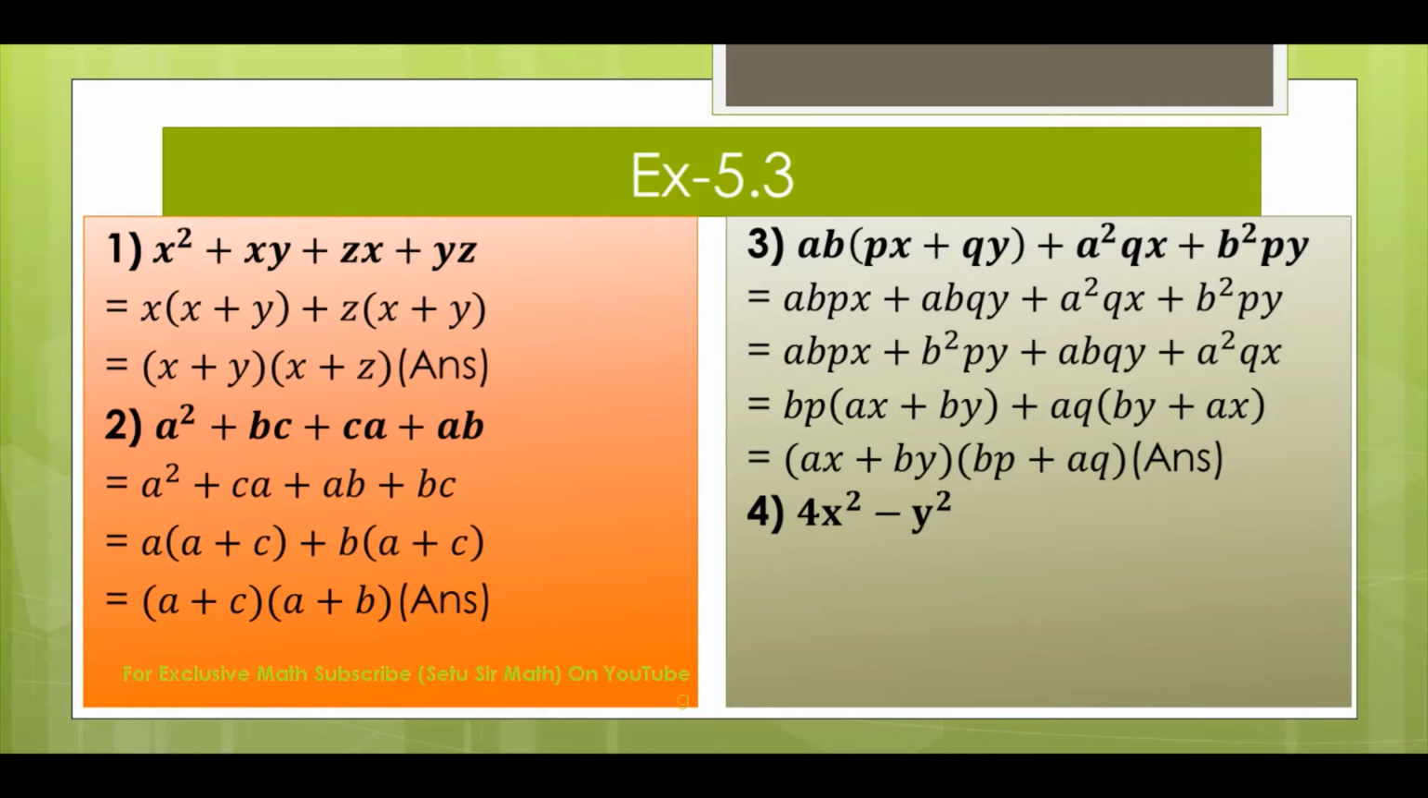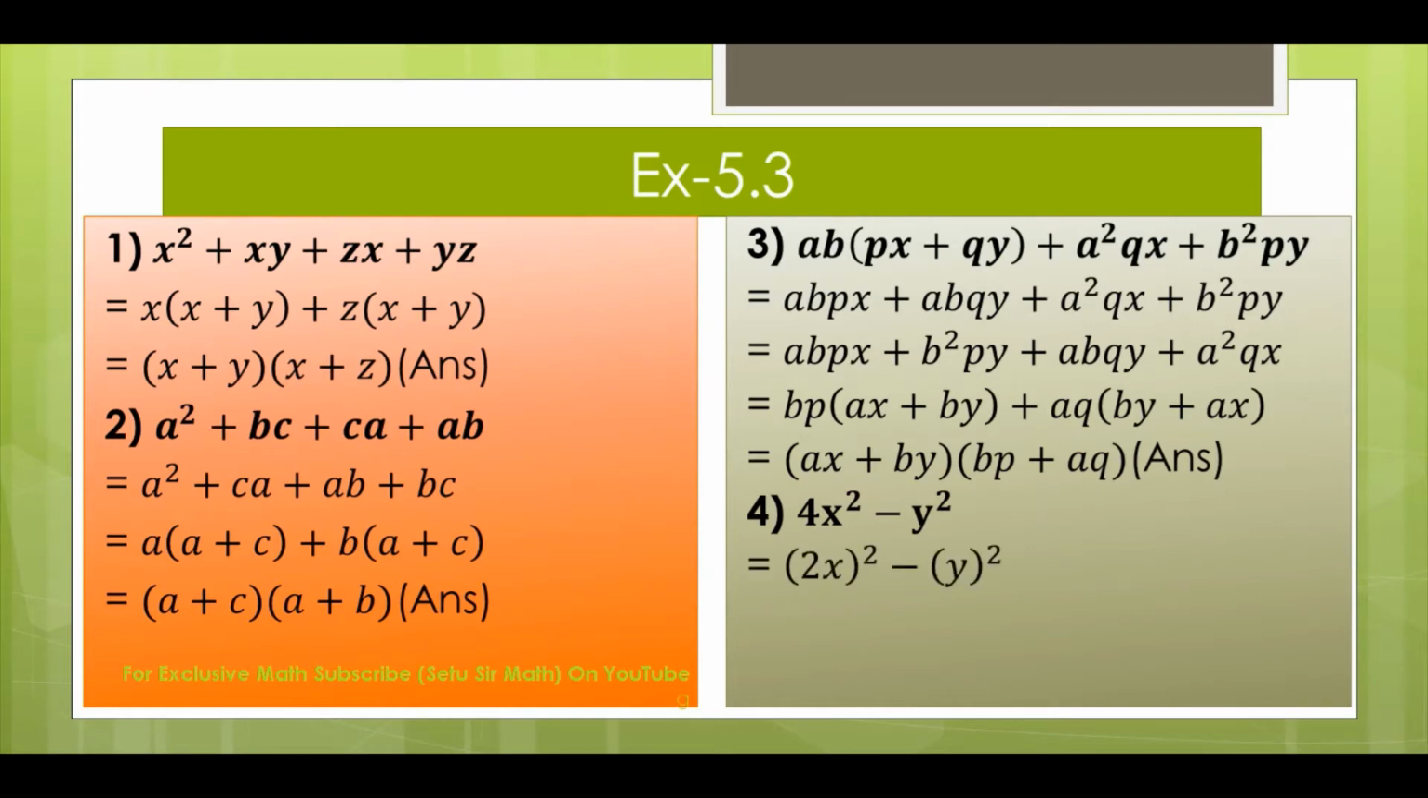Now number 4, as you can see, 4x square minus y square. This is the figure. Can you remember the formula? a square minus b square, that is a plus b into a minus b. This figure you can see, we can take a square minus b square.